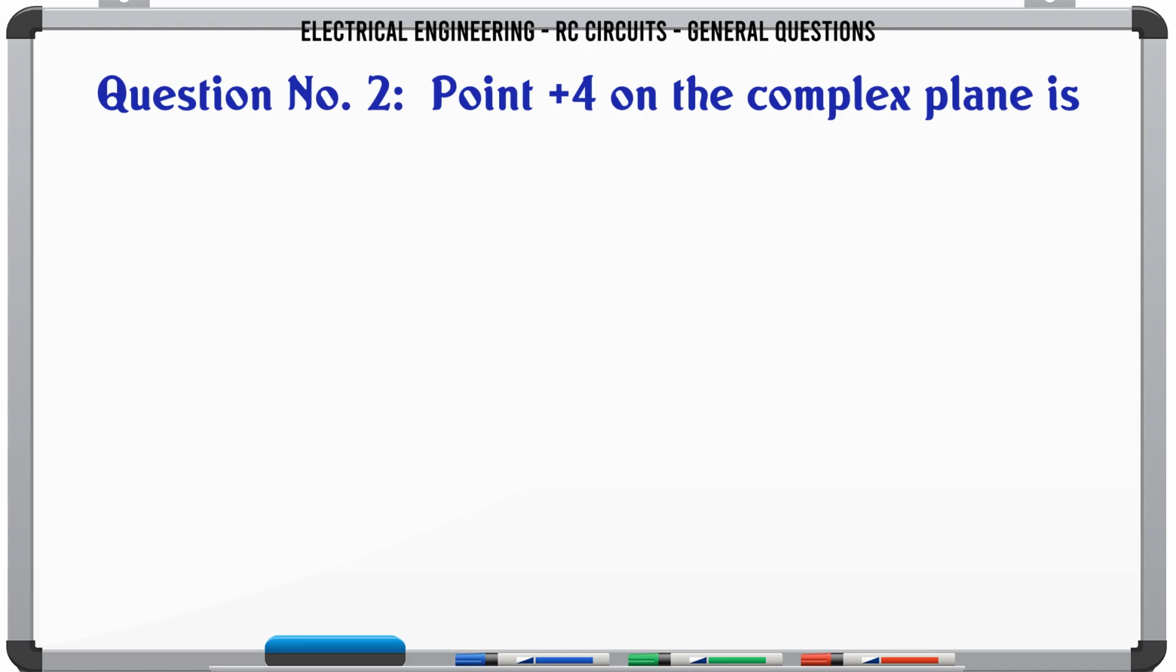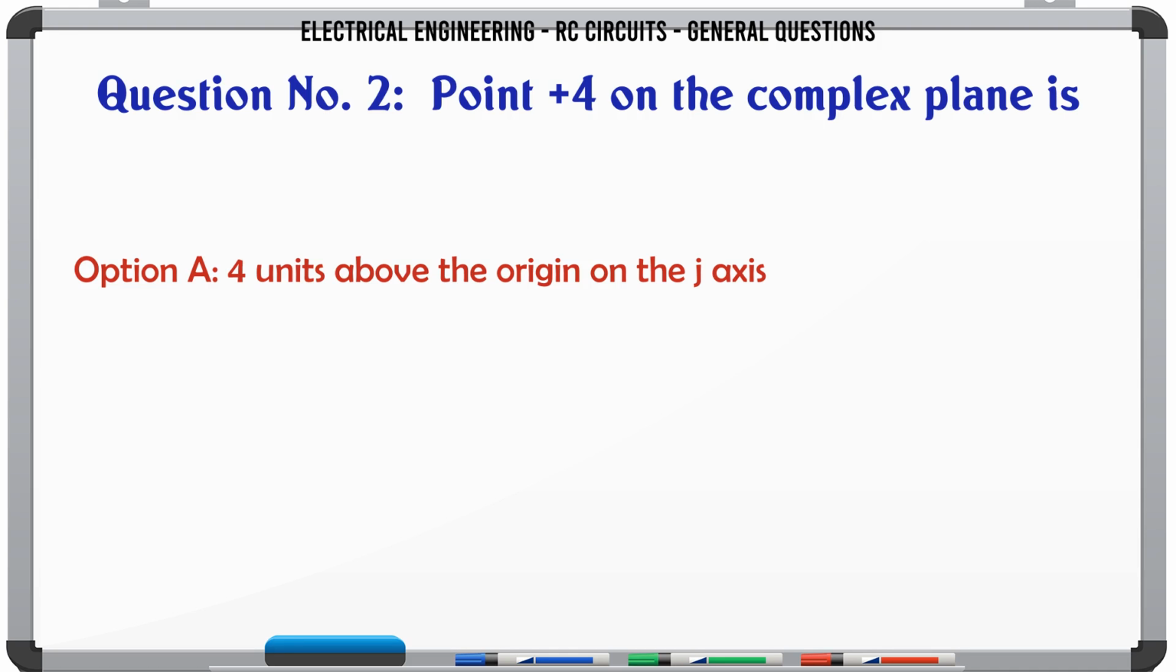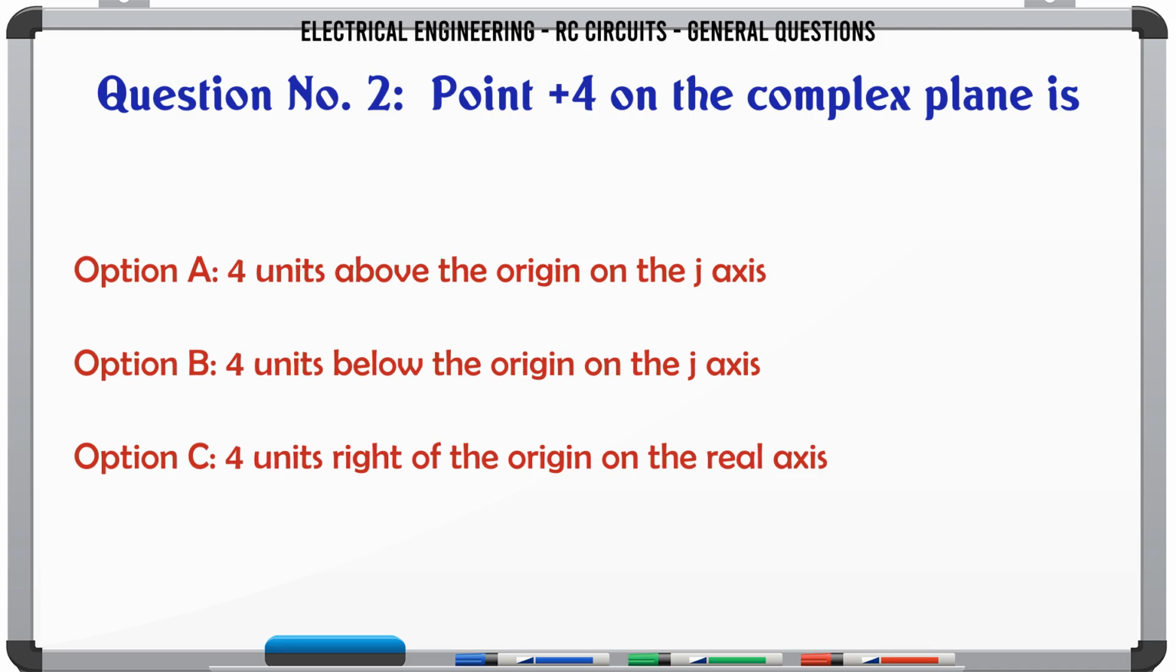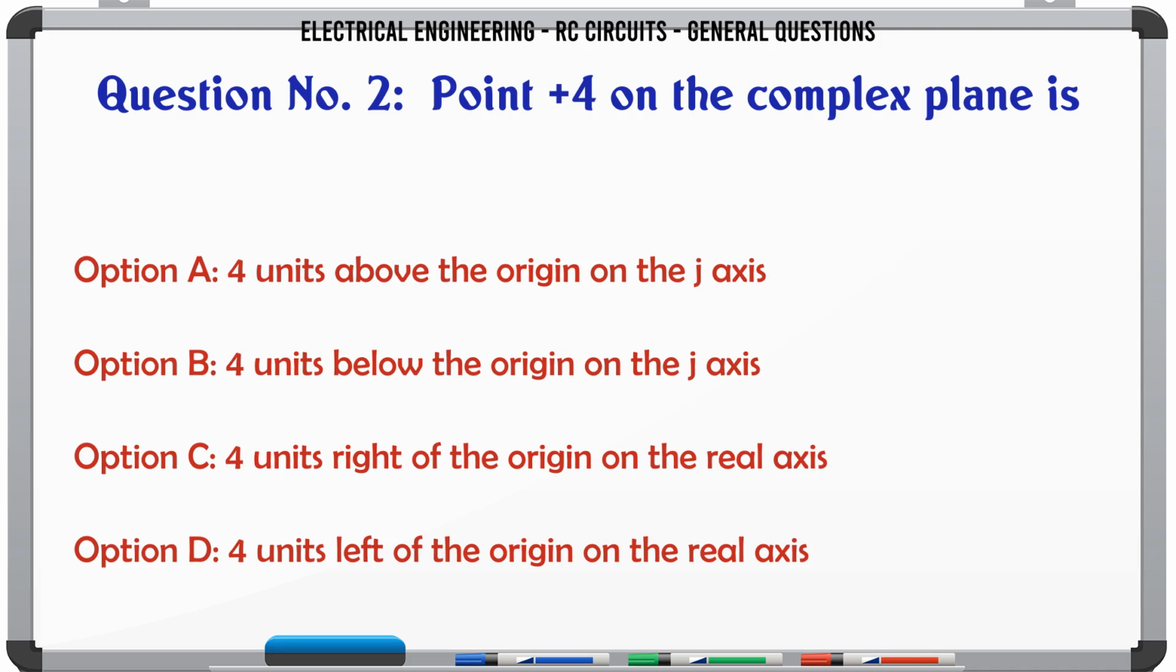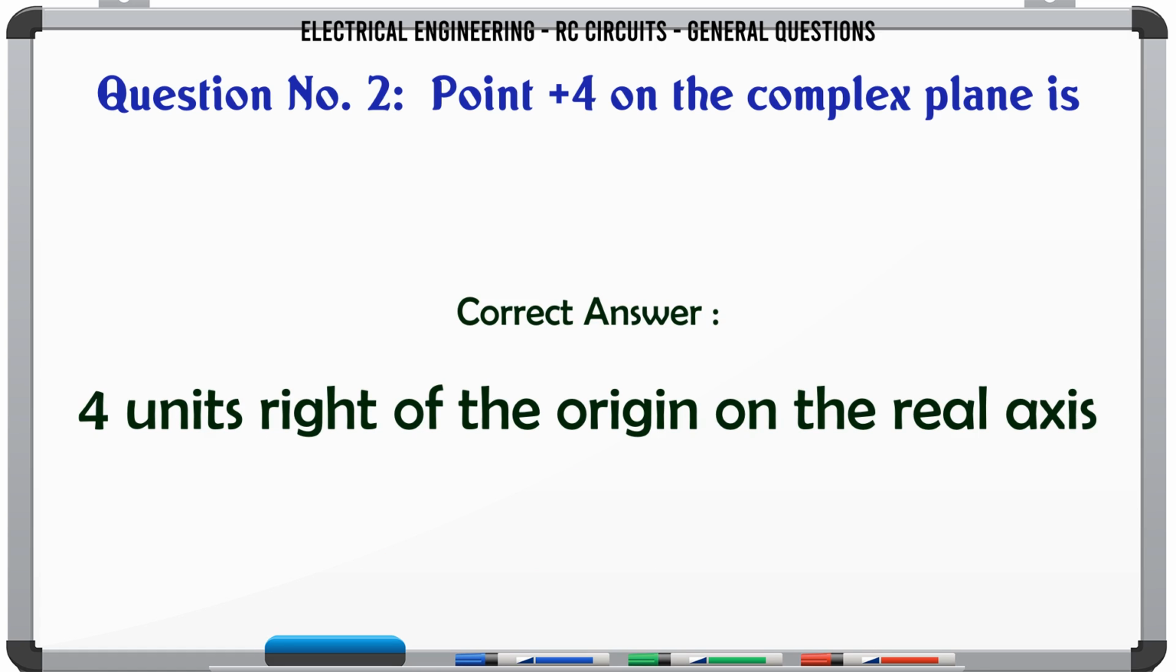Point 4 on the complex plane is A) 4 units above the origin on the j-axis, B) 4 units below the origin on the j-axis, C) 4 units right of the origin on the real axis, D) 4 units left of the origin on the real axis. The correct answer is 4 units right of the origin on the real axis.